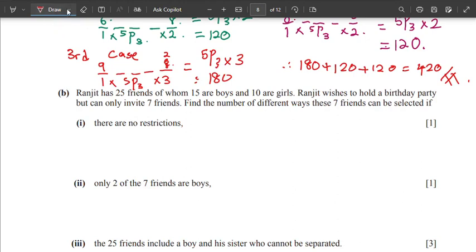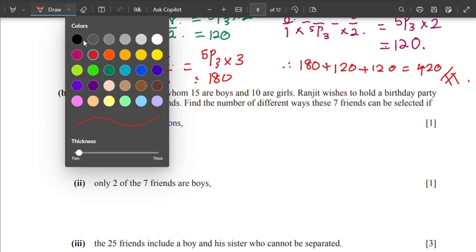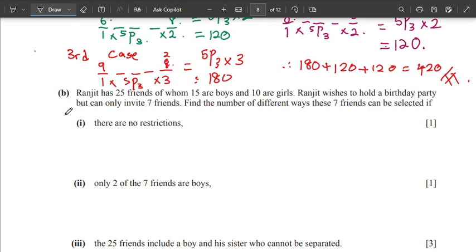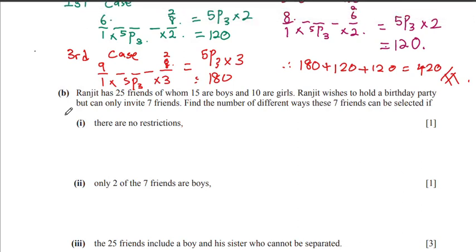Alright, so it mentions that Raji has 25 friends. So yeah, someone texted me, Yu Yang, Hayo, Raji has only 25 friends. So sad. I didn't think about it when I saw the question. It kind of jokes me around. So thank you so much.